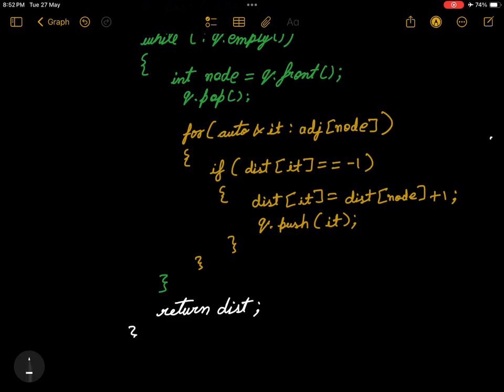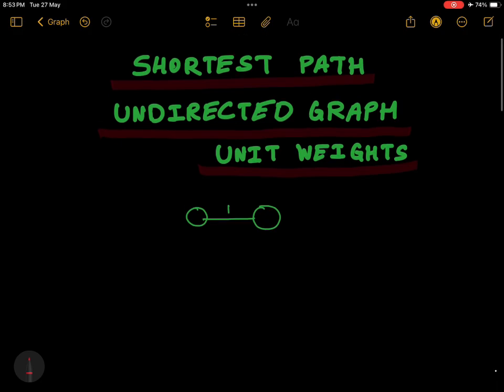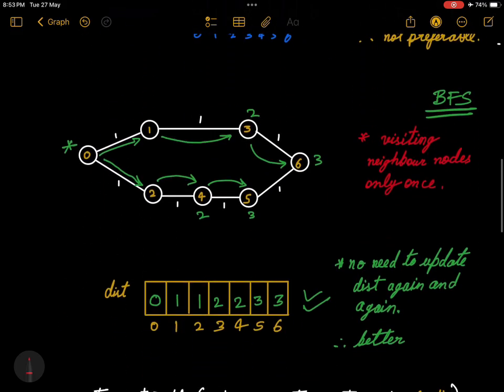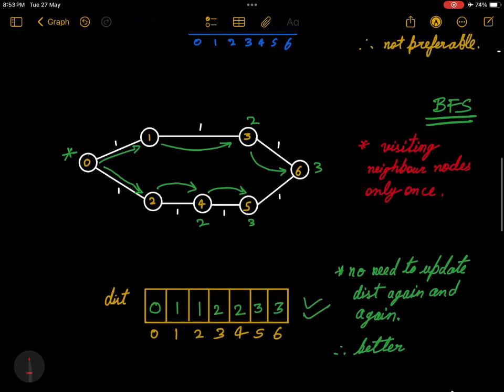That's all. Let's see what we studied today. In DFS, we saw that if you want to find the distance vector using DFS, we have to do multiple DFS calls and we have to update the distance vector again and again, which increases the time complexity, so it is not preferable. Then in BFS, we saw that our life becomes very much easy, right?